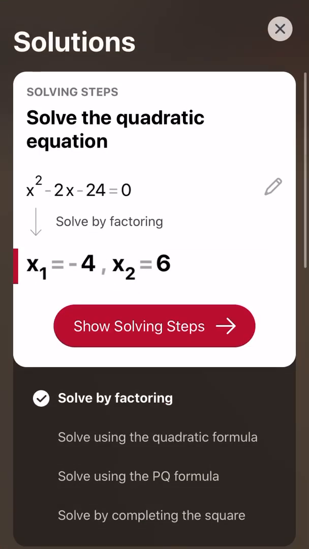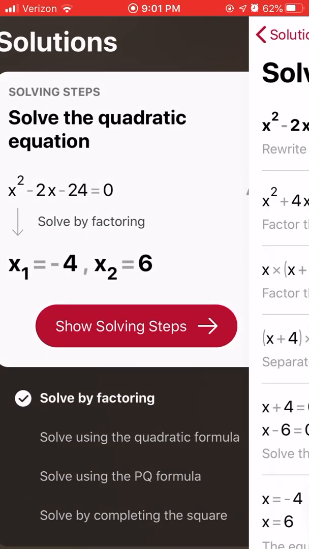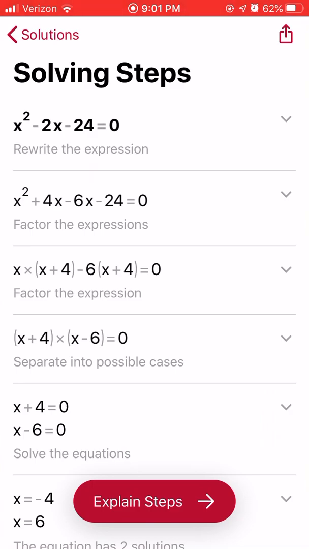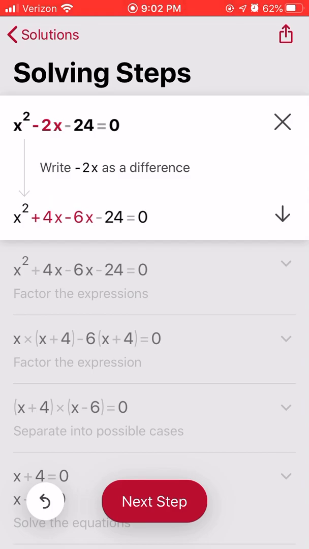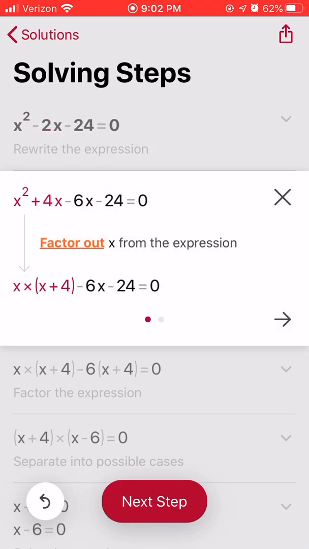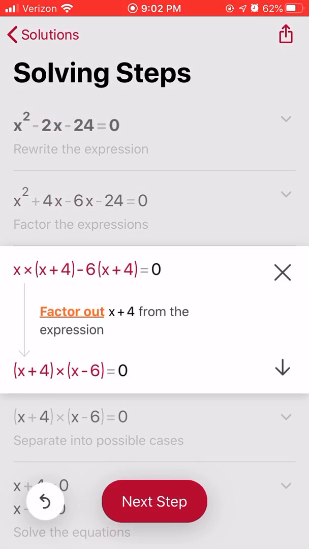Scans it, and it says you should solve it by factoring. And here's the answer. So as a student, if I knew what factoring was, I would be like, oh, okay. And then I could check to see if I got the same answer. But if I'm still a little iffy with factoring, I can look at the solving steps and I see what they're doing. And if that's still hard, I can click on the little arrows and look at it further.